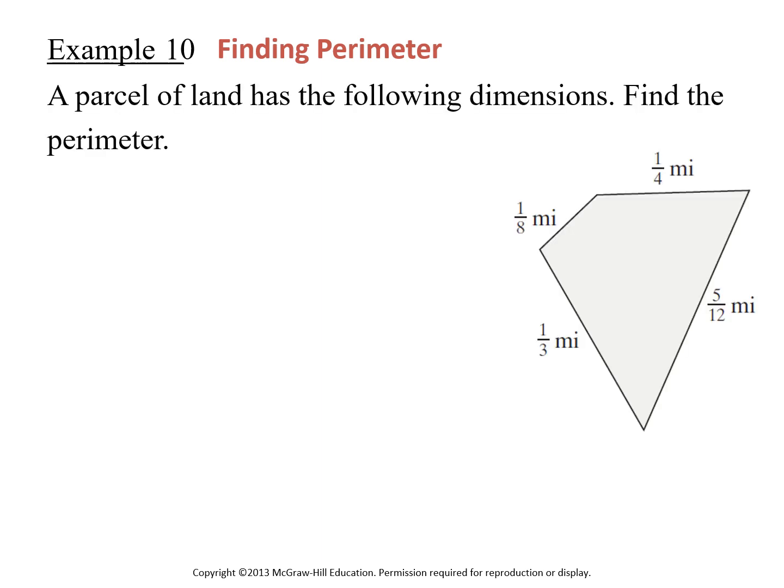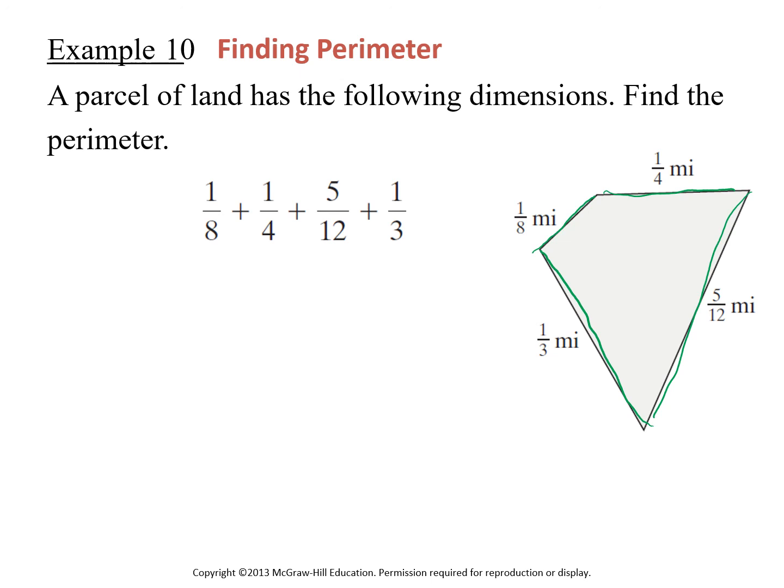And so here we are going to find the perimeter of a parcel of land, and these are the lengths of the sides of this parcel: 1/8 mile, 1/4 mile, 5/12, and 1/3. So we're going to add the lengths of the sides to get the perimeter.